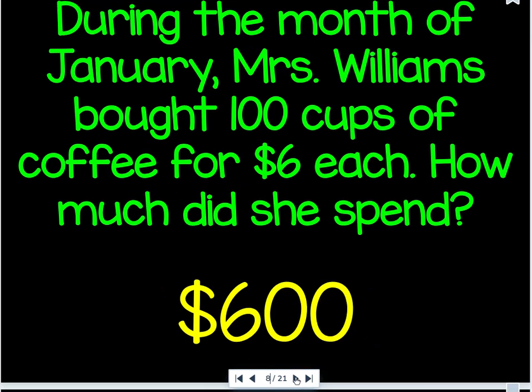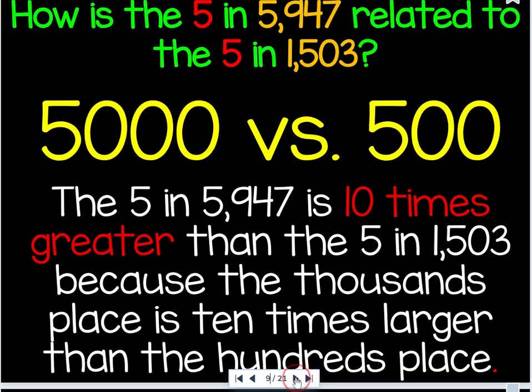During the month of January, Mrs. Williams bought 100 cups of coffee for $6 each. How much did she spend? Well, I know that 100 groups of $6 would be $600, 100 times 6.